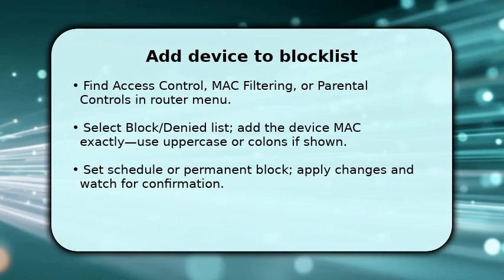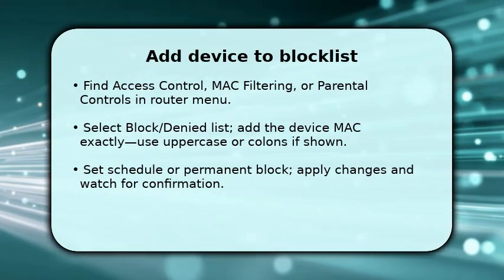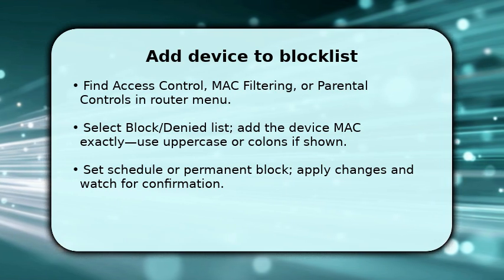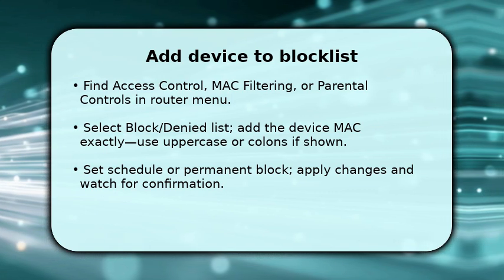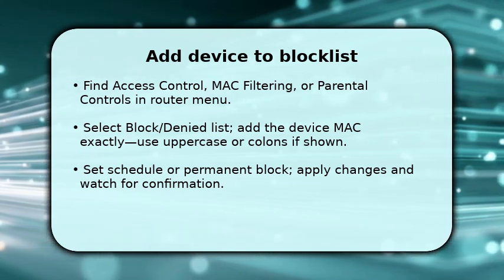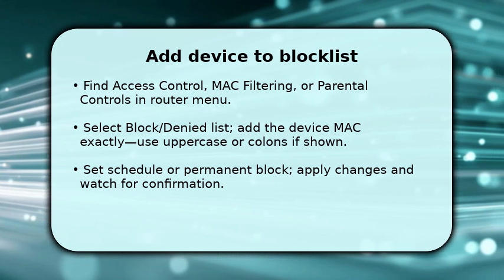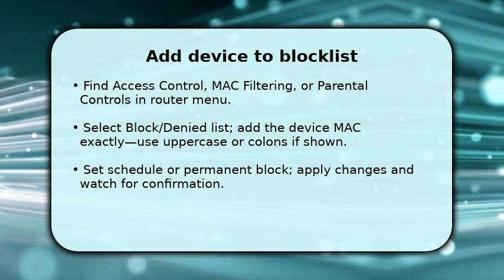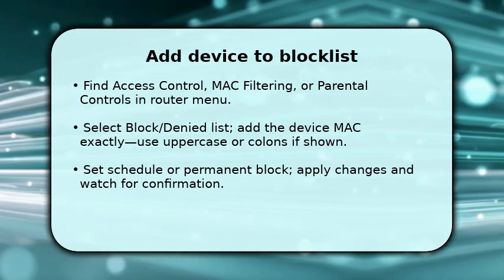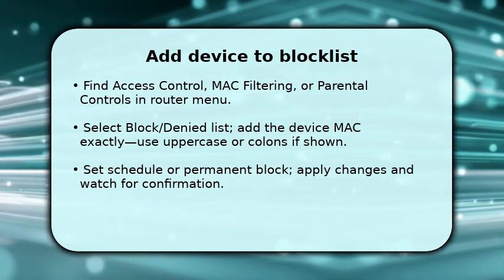Once done locating the MAC, navigate to Access Control, MAC Filtering, or Parental Controls. Menu names vary by firmware. Choose Deny or Block List and add the MAC address exactly as shown in the client list. Formatting matters. You can select a schedule if you want time limits or set it permanent. Hit Apply or Save, then confirm the router accepted the entry.